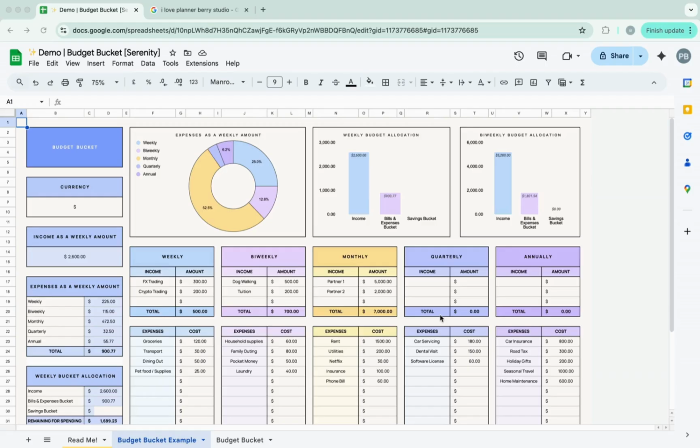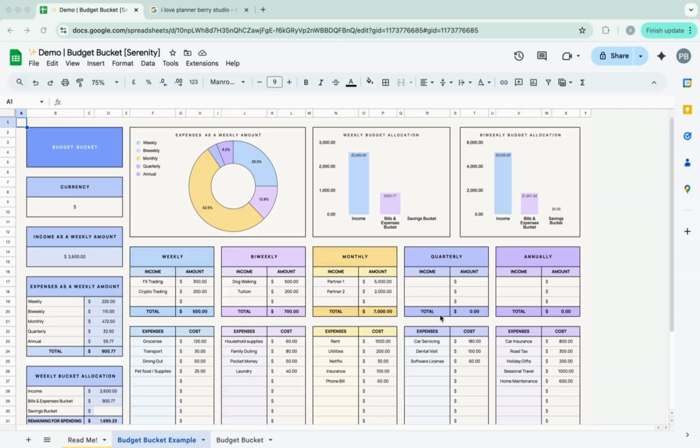If you've ever felt like your budget looks fine on paper, but you still end up scrambling at the end of the month, this tool is for you. So this is the Budget Bucket Tracker, a weekly based budgeting system that helps you understand what you actually need to set aside each week to stay on top of your expenses, no matter when they happen.